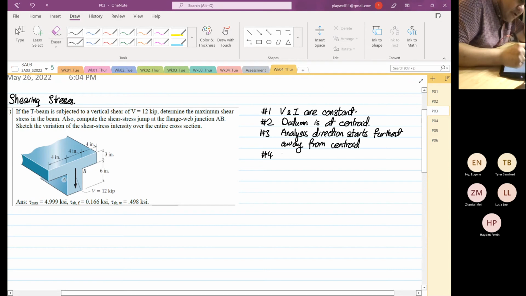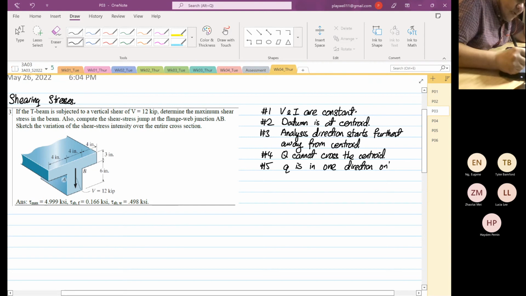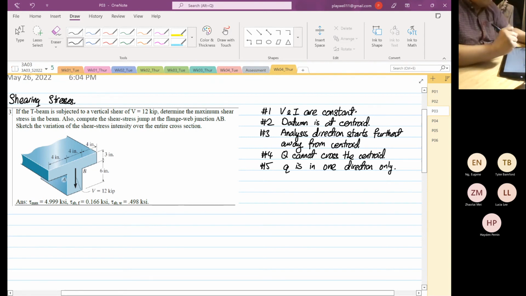And then number four is the first moment of area, or I just write Q, cannot cross the centroid. And I remember we wrote number five, Q is in one direction only. So once you have these five rules, things will be straightforward.